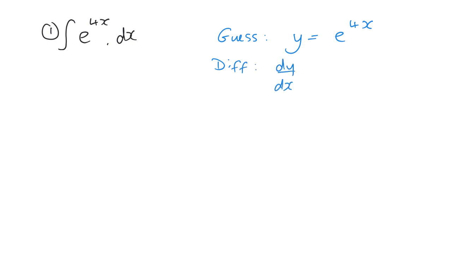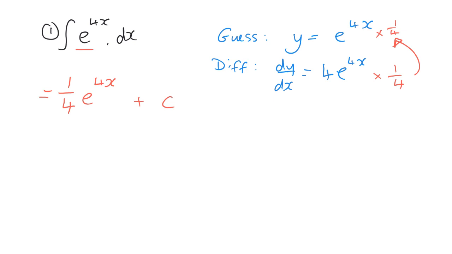And we would actually get e to the 4x times 4. But we want to get just e to the 4x. So we need to get rid of that 4. So I'm going to multiply that by a quarter, and it would get rid of the 4. So we'll have to do the same thing to our guess. We'll have to multiply it by a quarter. So our actual answer is a quarter e to the 4x, and then remember your plus c. So if we differentiated this now, we would get e to the 4x.